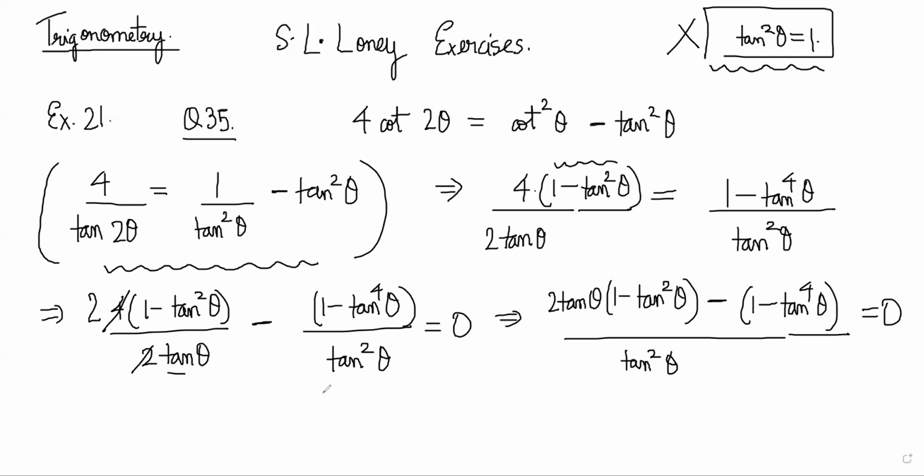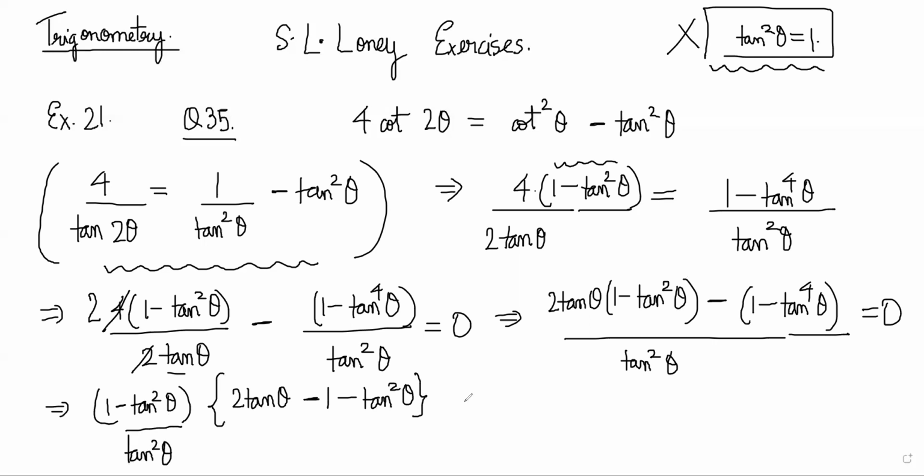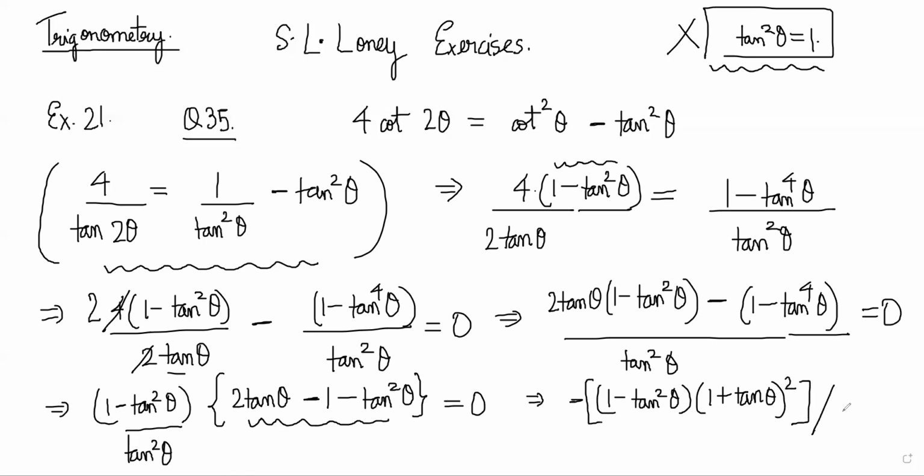So now I can take common factor 1 minus tan square theta outside. 1 minus tan square theta is a factor. Inside I get 2 tan theta minus 1 plus tan square theta. So minus 1 minus tan square theta, right? Yes, sir. This is what I am getting, and this is clearly negative of 1 plus tan theta whole square, right? Yes, sir. So we get this negative 1 plus tan theta whole square, and the whole thing is divided by tan square theta equal to 0.